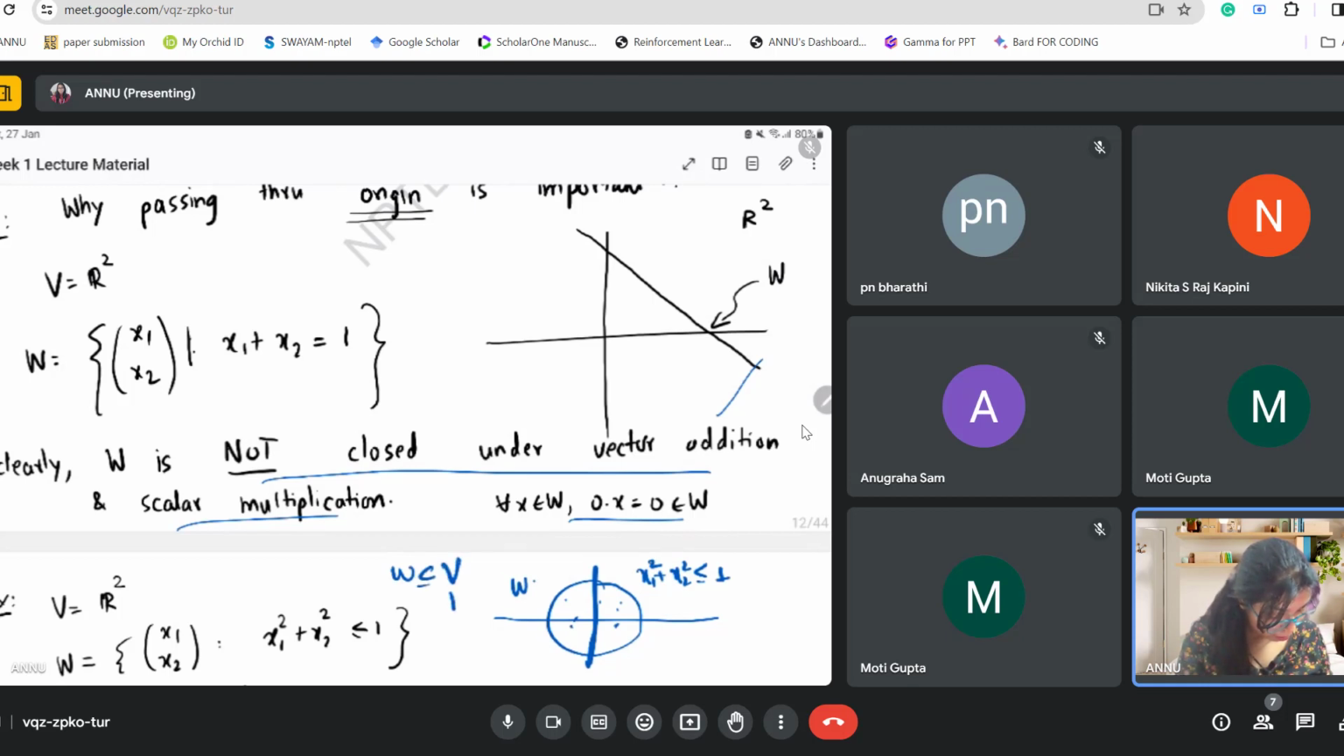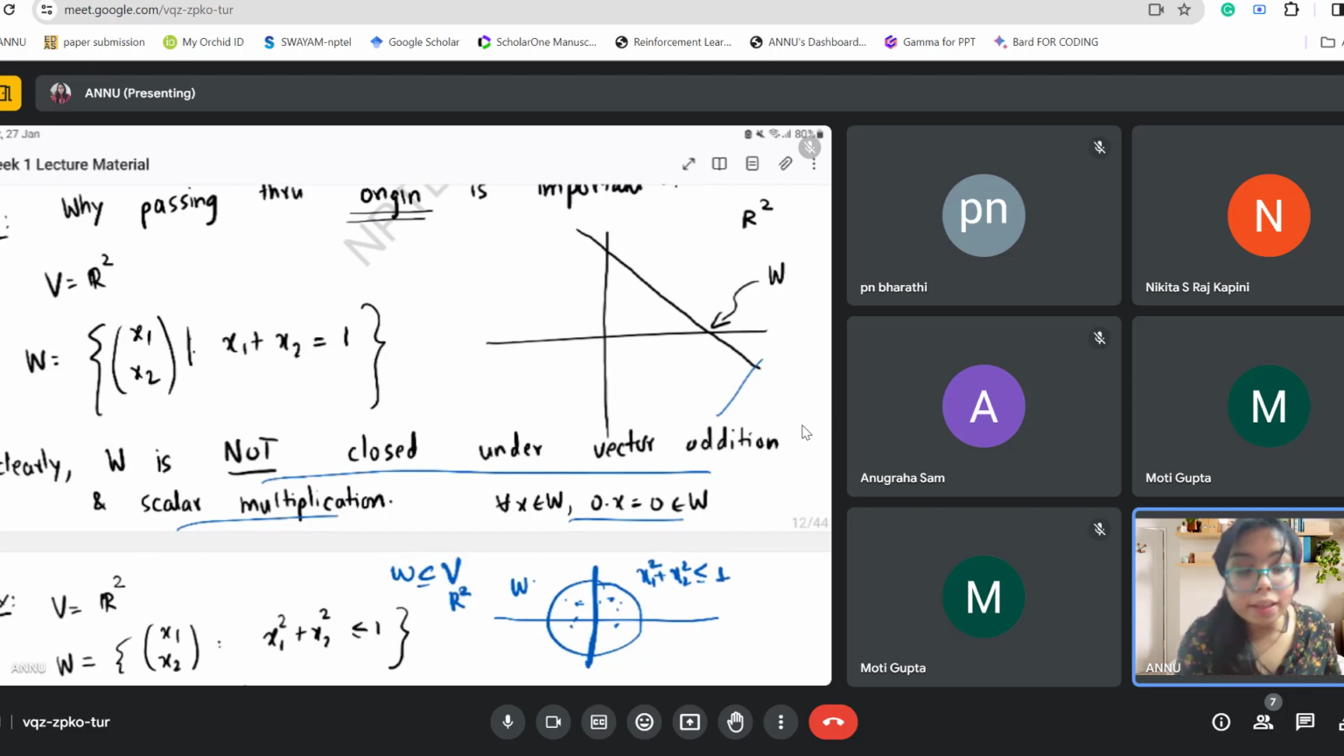The vector space, what we know? This is R square. Again, it is a subset of the vector space. That is satisfied. Now we have to check whether the other properties are satisfied or not. Again, this is not closed under addition, because if you take any two points and sum them, it is not sure that the result will be less than or equal to 1. It can be not less than or equal to 1. So again, it is not closed under addition.